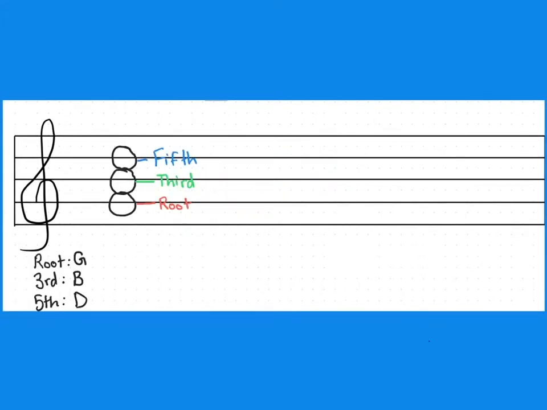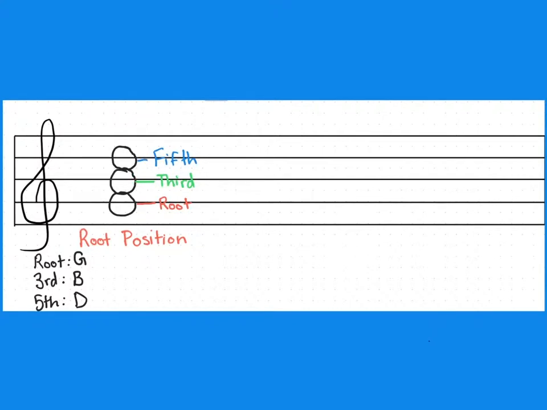This triad is in what we call root position. Basically what that tells us is that the root of the chord is on the bottom, and the thing that's special about root position is that all of the notes are going to be either lines or spaces. There's not going to be a mix of both. So here we have all lines.